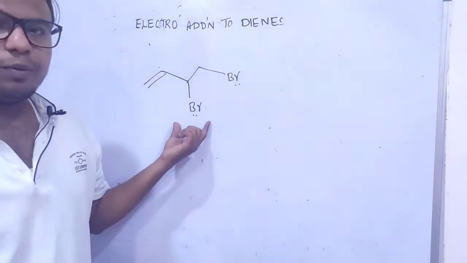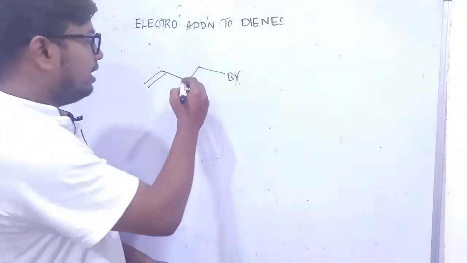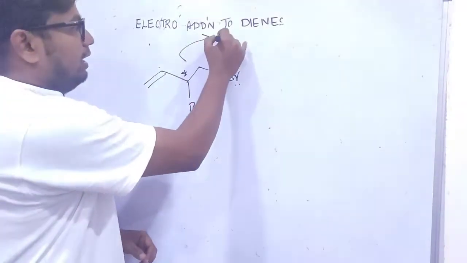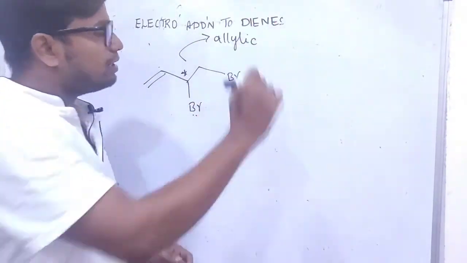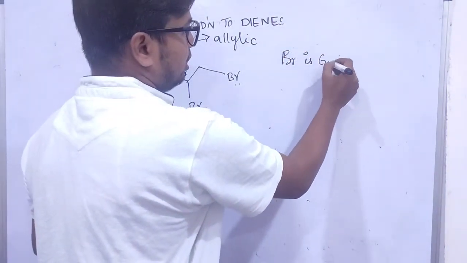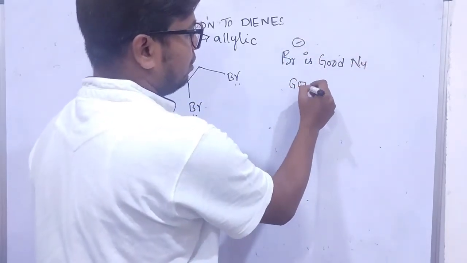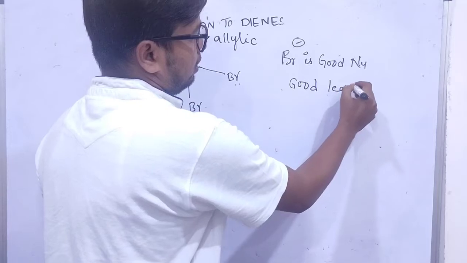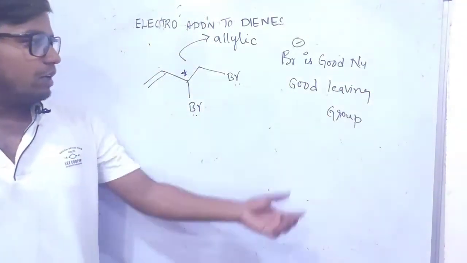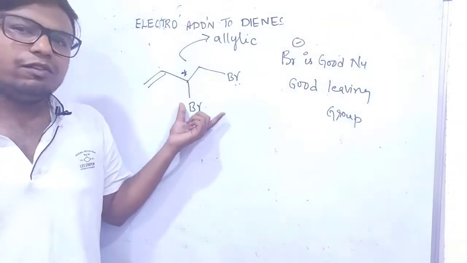This is the product formed as the kinetically controlled product. See here, this is an allylic carbon. The carbon attached to a double bond is called an allylic carbon. You must remember that bromide ion, Br minus, is a good nucleophile as well as a good leaving group. What is meant by a leaving group? It leaves from the system; it can easily leave from the system.